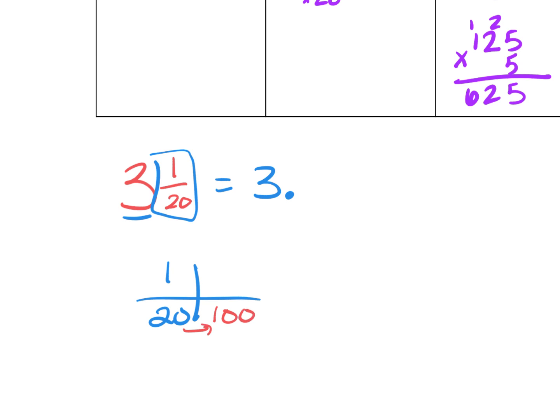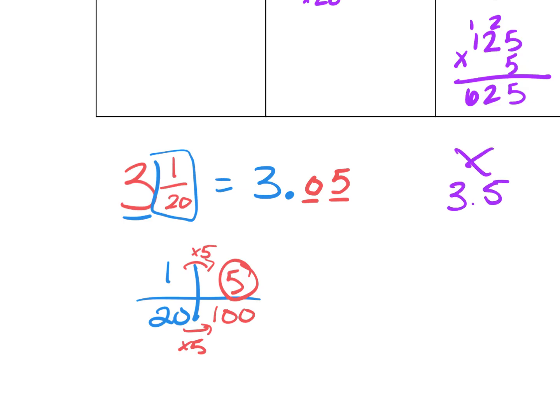I can go from 20 to 100 times 5. So we're going to do 1 times 5. So this is 5 hundredths, right? I know my hundredths has 2 digits, but I only have 1 digit. This means I have to write my 5 at the end of those digits and put a 0 there. So it's 3.05, not 3.5. 3.5 would be 5 tenths, right?